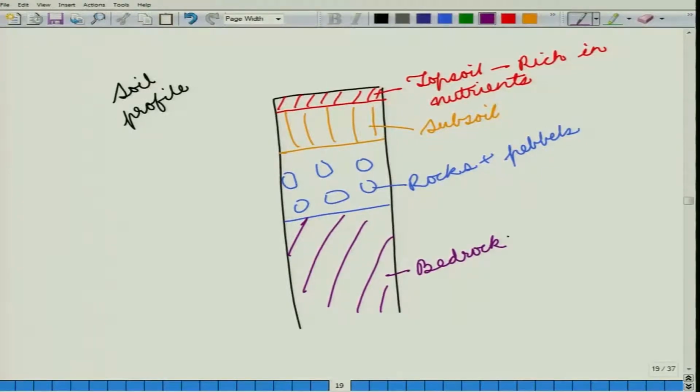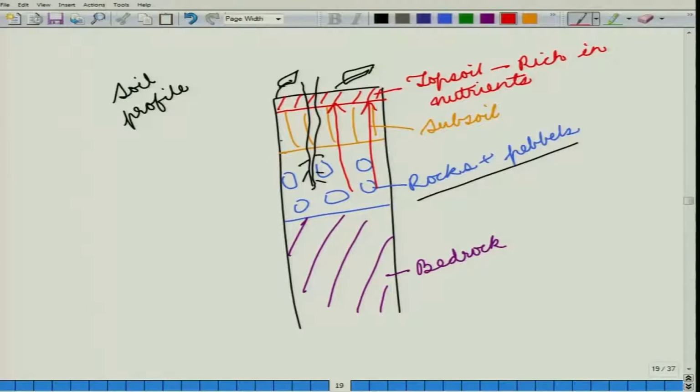Now what your roots have done in this case is that once these roots have gone down, they have their root hairs and they have been taking the minerals from these rocks and pebbles, and later on in the form of leaves they are throwing it down to the topsoil. So now the nutrients have gone from your rocks and pebbles layer to the topsoil. So in this case this topsoil beneath this canopy is very rich in nutrients.